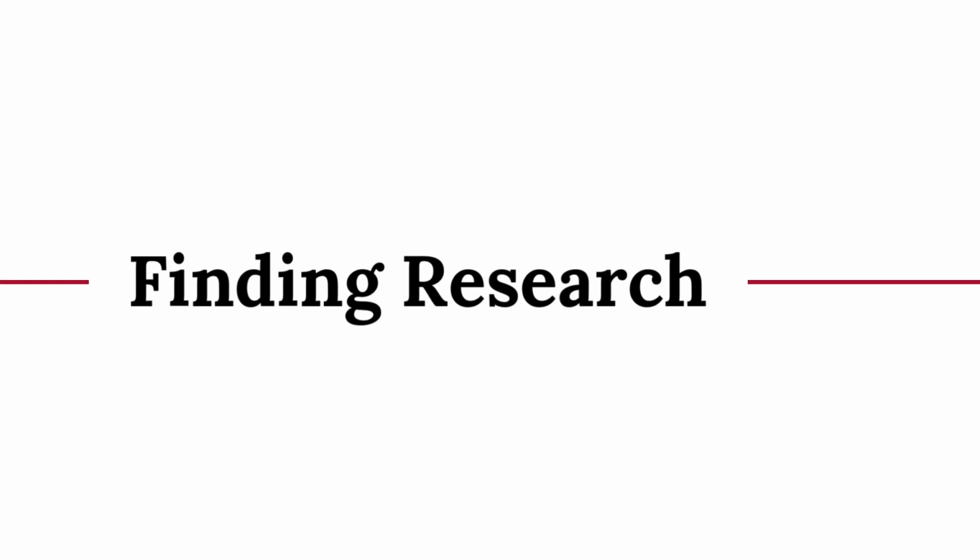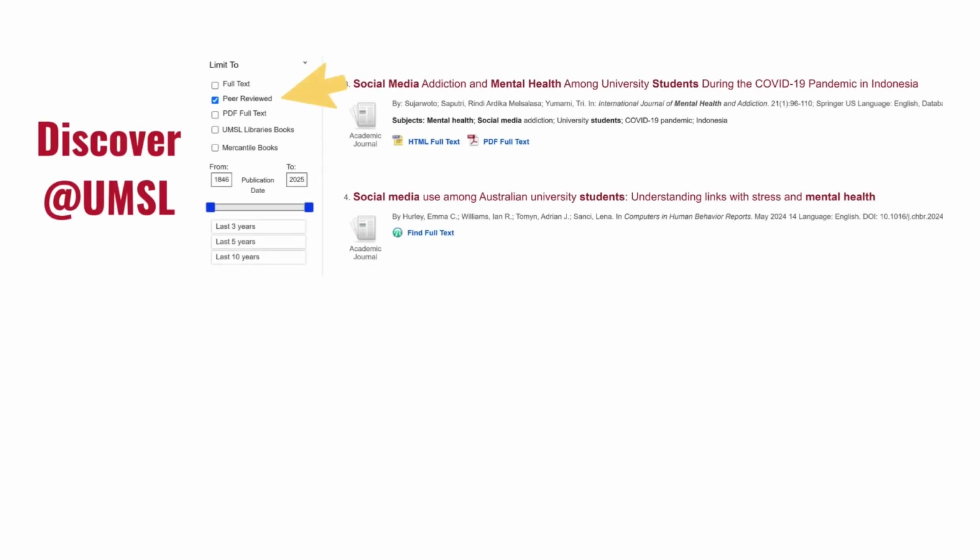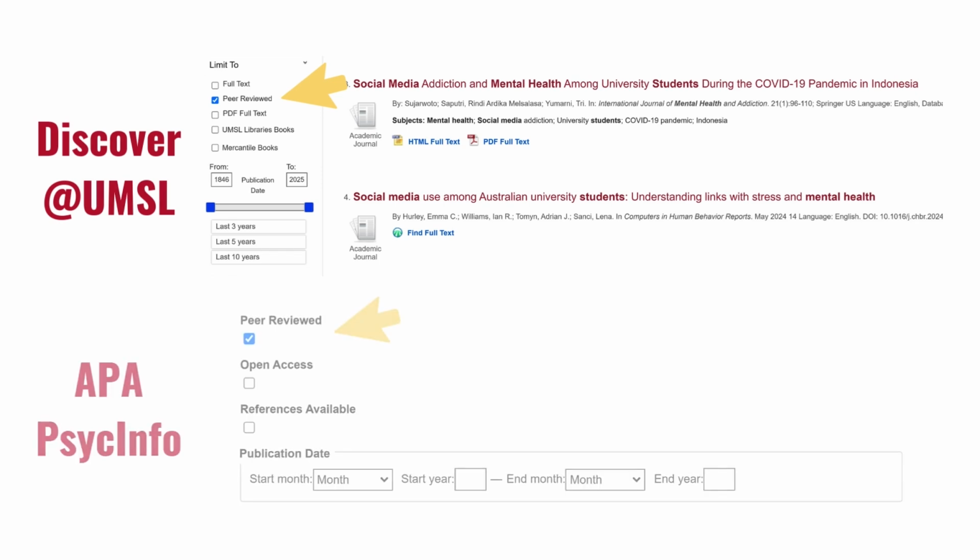There are several ways to locate peer-reviewed research. If you use a library search tool, you may see a peer review button that limits your search results to just peer-reviewed research. Here's an example of this limiter in UMSL Libraries' Discover at UMSL search results and on the APA PsycInfo Advanced Search screen.